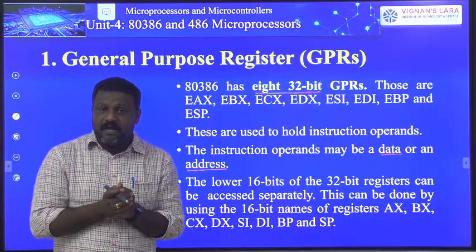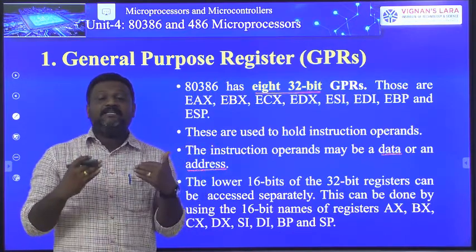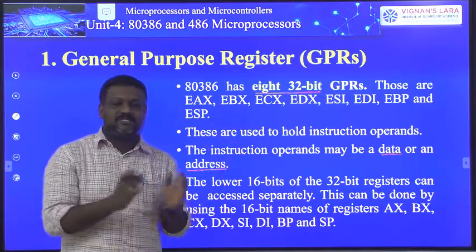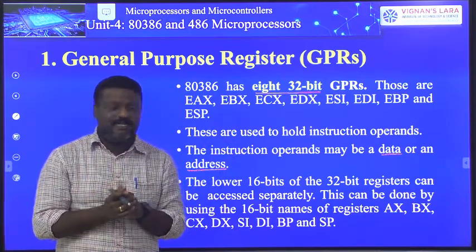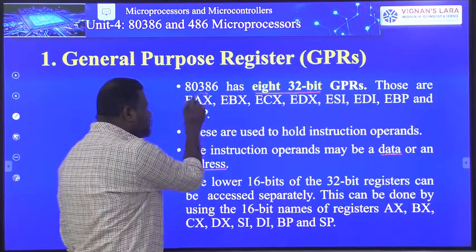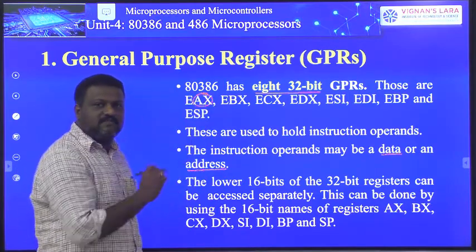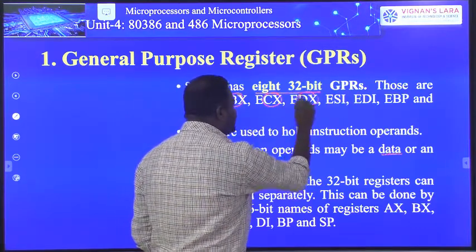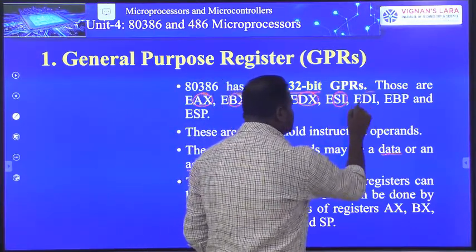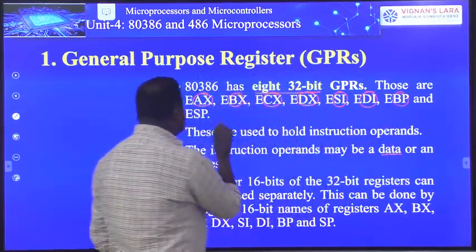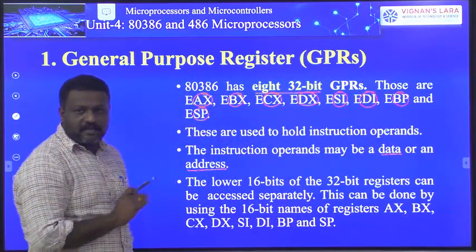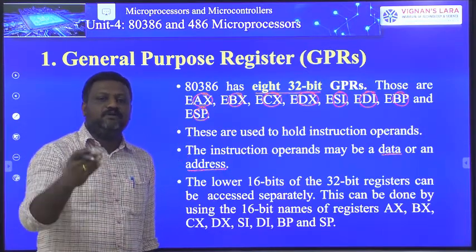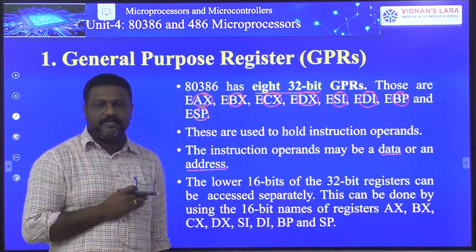That means I can use 16-bit general purpose registers to do 16-bit operations in 80386. I can use the AX register alone for a 16-bit operation, and the BX, CX, DX, SI, DI, BP and SP registers. These 8 registers I can use individually for 16-bit operations.